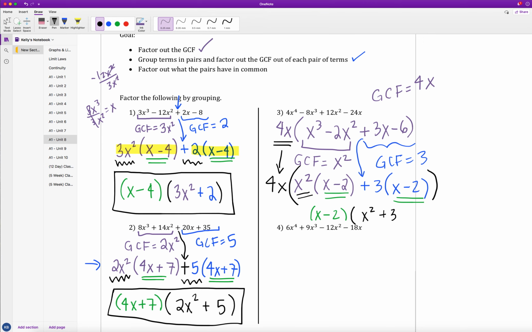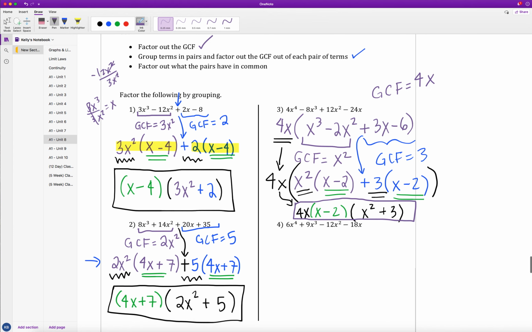plus 3x from the second term. And then don't forget, we have to carry down our 4x in front. So our final answer here on example 3 actually had 3 factors in our final answer, since there was a greatest common factor that we first took out at the very beginning.